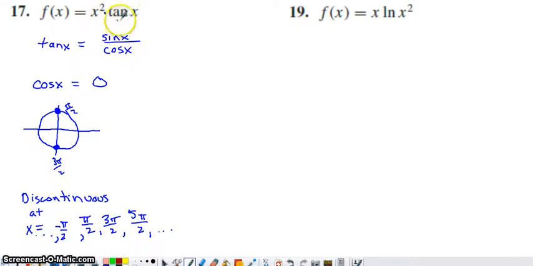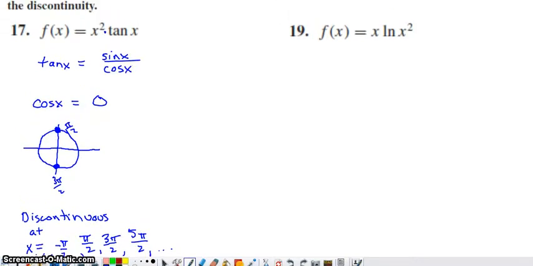Since one of the pieces of the product is tangent of x, this function is also going to have a bunch of vertical asymptotes, and they're going to happen at these x's. So we are discontinuous at each of these x's because the function is undefined at each of those x's.